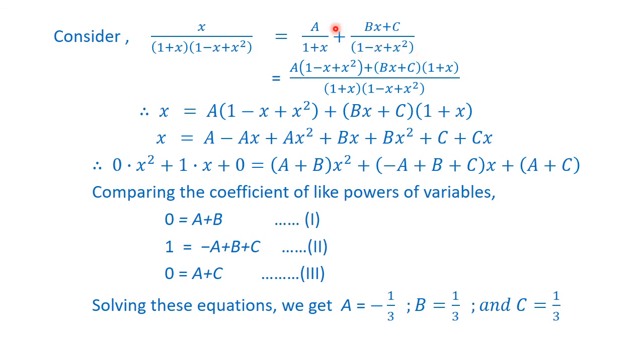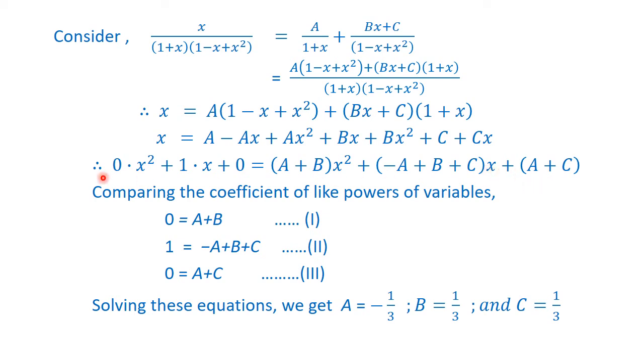Again taking cross multiplication, we have a into 1 minus x plus x square plus bx plus c into 1 plus x, upon 1 plus x into 1 minus x plus x square. Now remove this denominator from both sides and we have x is equal to these factors. Now again solving these brackets, x is equal to, remove these brackets and multiply by the constants. Then carry out the multiplication, collect the terms of x square, x and constants.